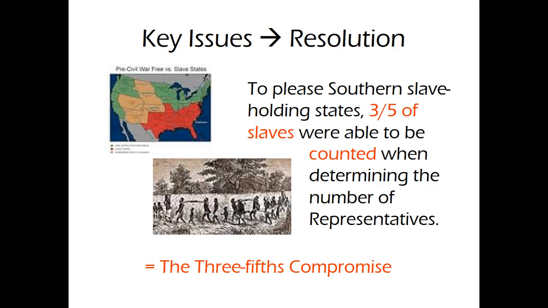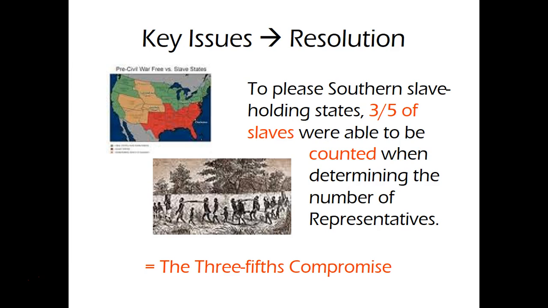And the northern states were like, okay, they're slaves, you're not counting them, you're counting them as your property, you're not treating them as people, so they shouldn't be counted as part of your population. But the southern states are like, no, they should be counted as population because they are people living in our states. So in order to reach an agreement, they meet sort of in the middle.